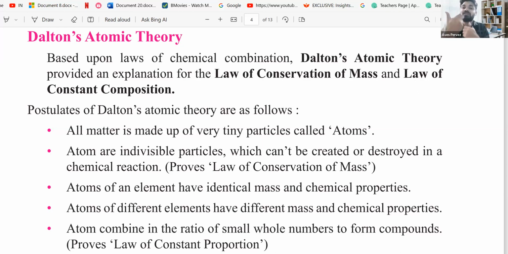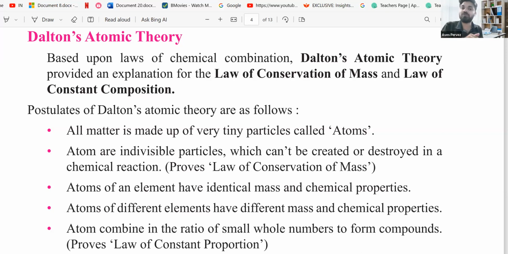So it means the total mass of the reactant can only be the product. Can it be converted into energy? No, it cannot be. That is the law of conservation of energy. Energy can neither be created nor destroyed, it will be converted from one form to another form.